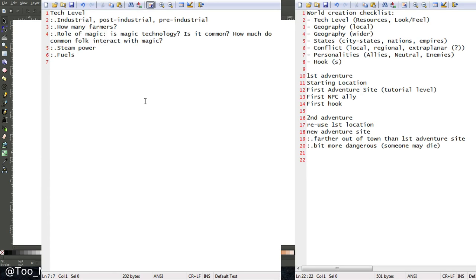So that's the other thing you have to think about: where do non-magical people get their power from? Let's delve into some tech level examples. So for instance, a pre-industrial civilization. What are some of the tropes common to a pre-industrial civilization?